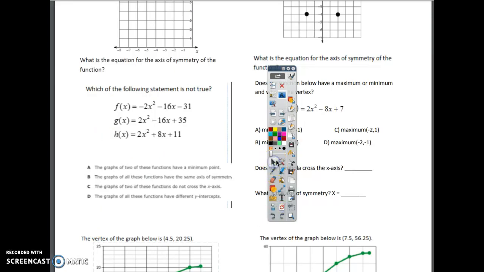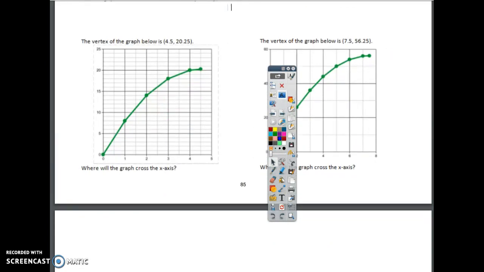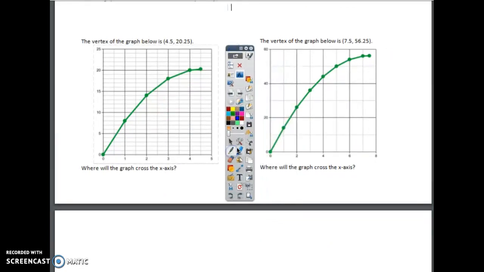The problem at the bottom, these two are similar. I'll do one and you do one. So I'm going to do this one right here. It says that the vertex of the graph below is at 4.5, 20.25. So this point right here is the vertex. And that's at, right here it says 4.5. And up here is at 20.25, really. So a little bit above the 20.